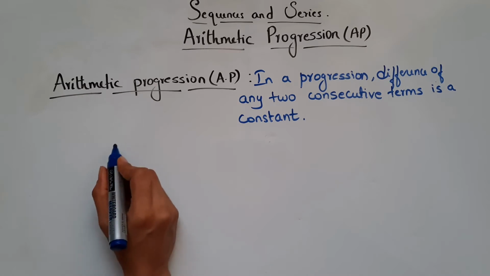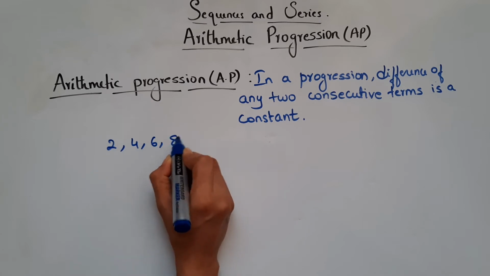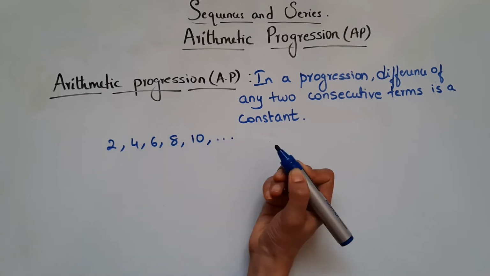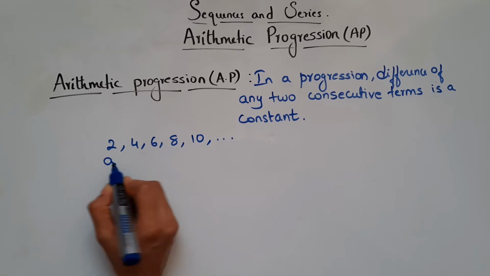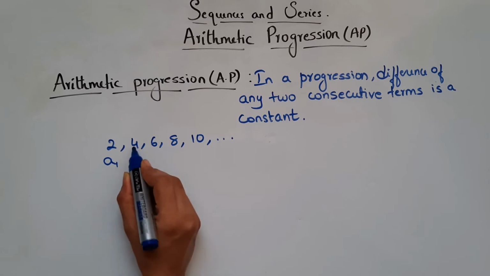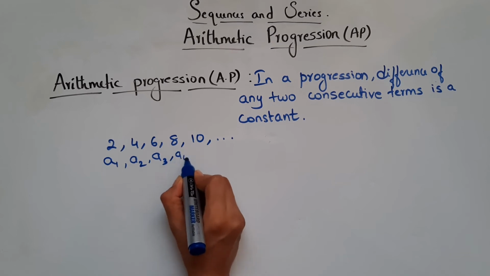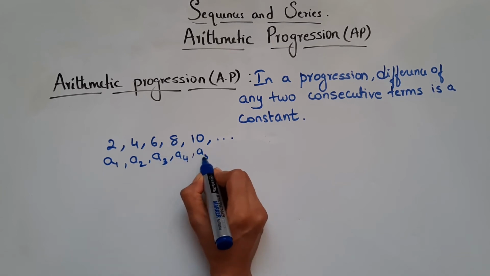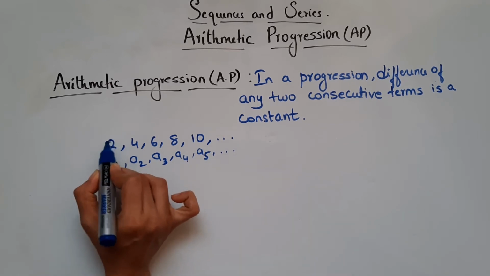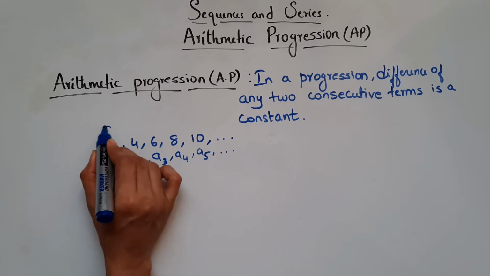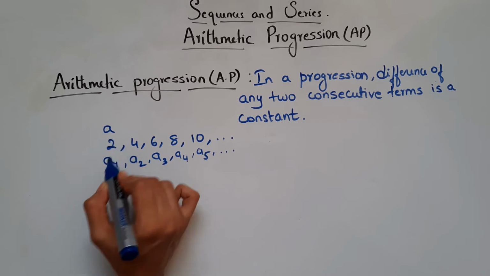Now let me give the same example. We have a progression which is in AP: 2, 4, 6, 8, 10 and so on. Here 2 is nothing but the first term, denoted by A or A1, and 4 is A2, that is the second term. This is A3, third term. This is A4, fourth term, and so on. This is A5, fifth term, and so on, right? Now 2 is the first term of the AP, agreed? We can take it as A. Instead of A1 I am taking it as A.